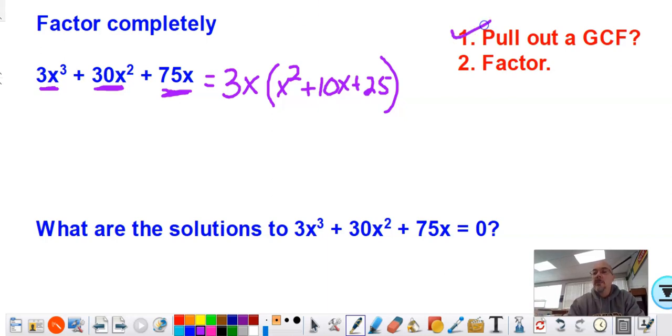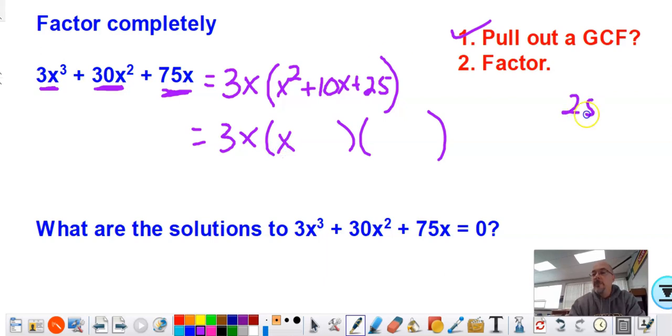Okay, so I did number one. Now number two, I'm going to factor it. So this one's pretty straightforward. Factors of 25 that add up to 10. Well, that would be 5 and 5. They're both positive, so x plus 5 and x plus 5.